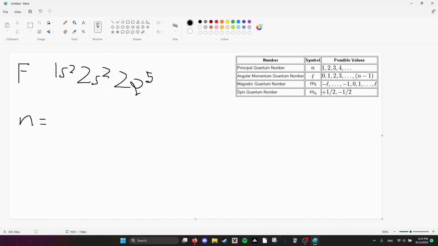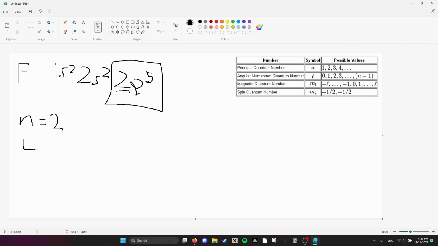All of the information that you're going to get from this is going to be based upon this last thing in your electron config. You can ignore everything that precedes that. So n is going to be equal to the number that is leading your orbital that you're in. So in this case, 2, n is going to be equal to 2.